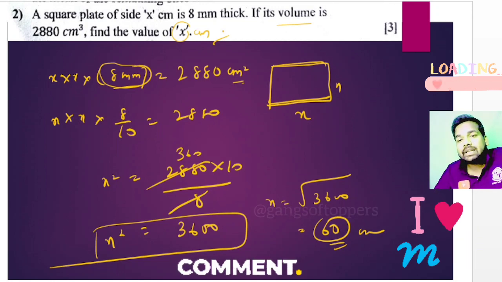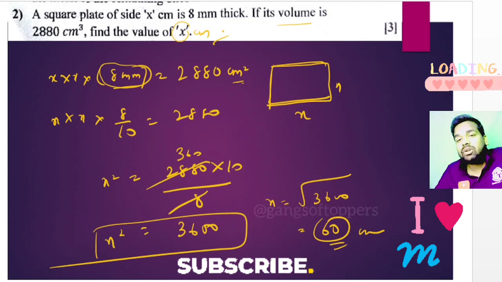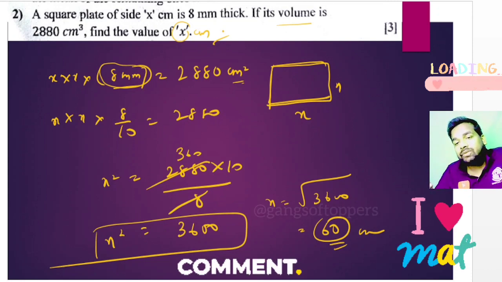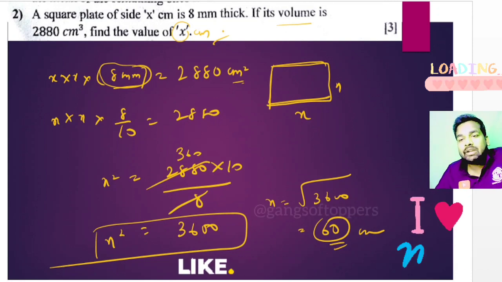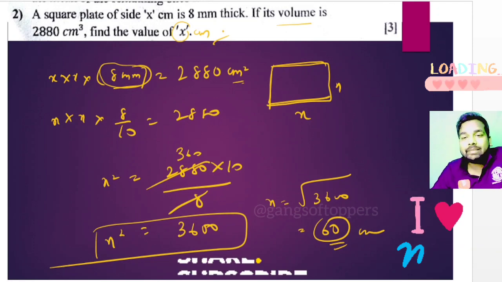Since the question is asking about the value of x, we have utilized the formula that the volume of the square plate is length into breadth into height, and the volume is already given. From this formula we found the value of x, and this is your answer: the value of x is 60 centimeter.